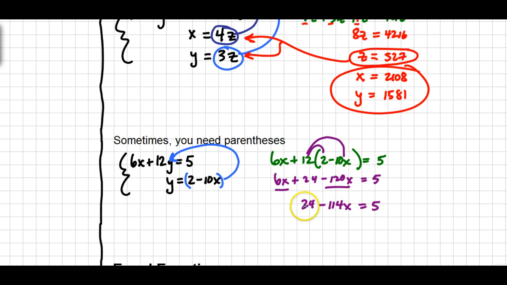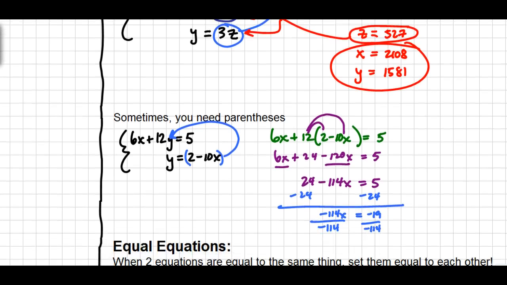The negative 114 and the 24 both need to go to the other side. 24 is further away, so I'm going to subtract 24 from both sides. The negative 114 drops down. 5 minus 24 is negative 19. Now I'm going to divide on both sides by negative 114. And I'll get an answer for x. So x ends up being 1/6 here, and a fraction answer is going to be better for students to utilize.